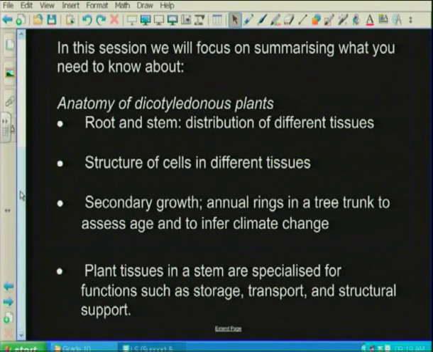Then we'll also be looking at secondary growth, how the annual rings of a tree trunk in a tree can tell you of what that tree went through in the previous years, droughts, fires, things like that. Then we'll be looking at how the tissues in a stem are specialized for their different functions. So let's go right to it.